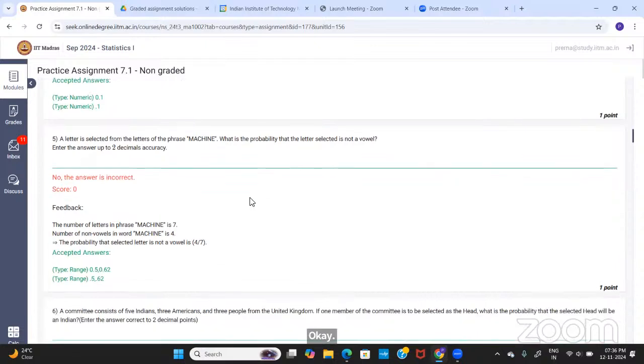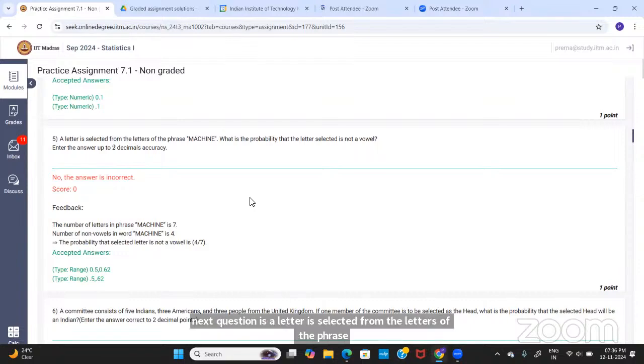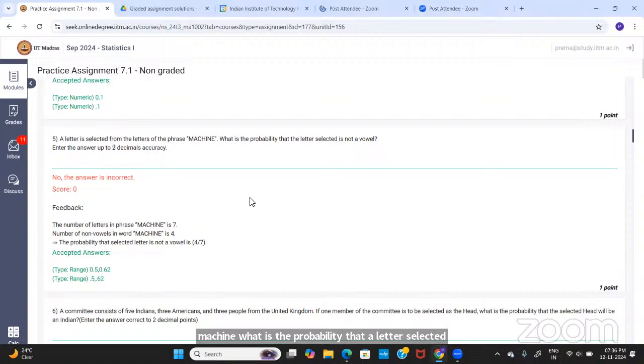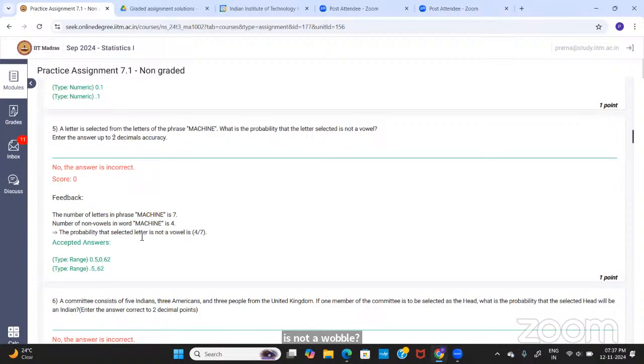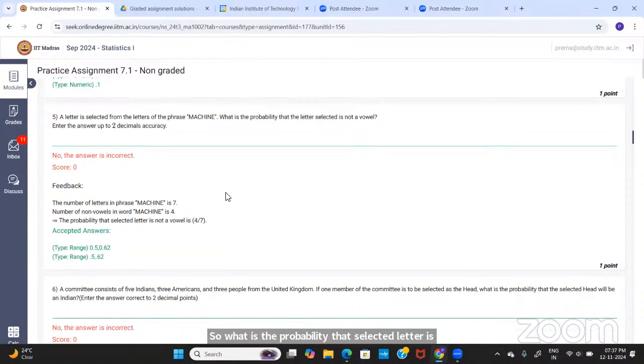The next question is: a letter is selected from the letters of the word machine. What is the probability that the selected letter is not a vowel? In machine, you can see 7 letters are there, right? And no letter is repeating, all are distinct. So non-vowels are 4 here. So it will be 4/7.